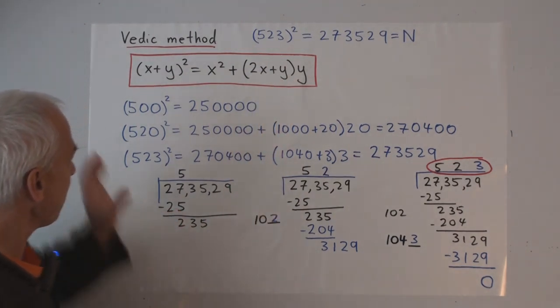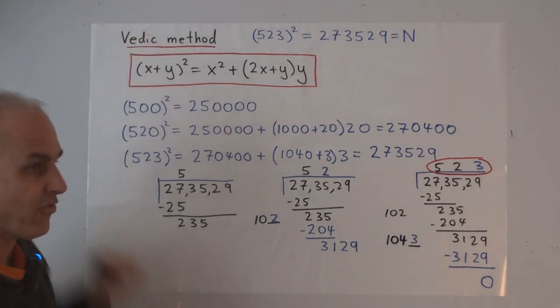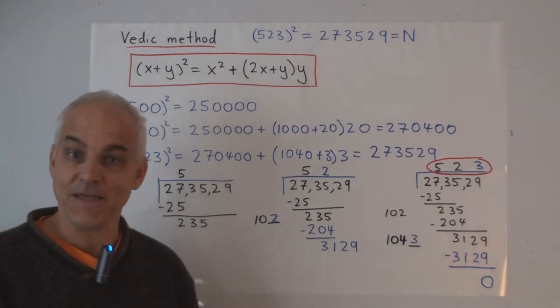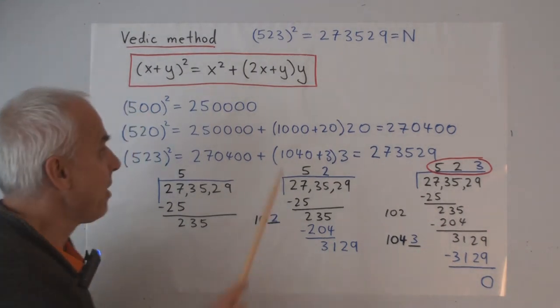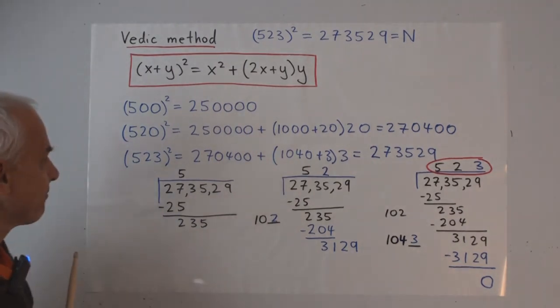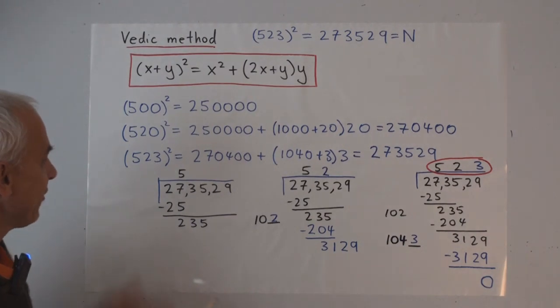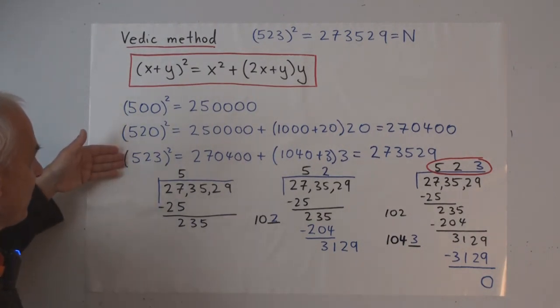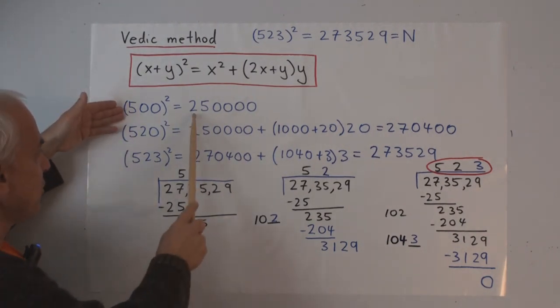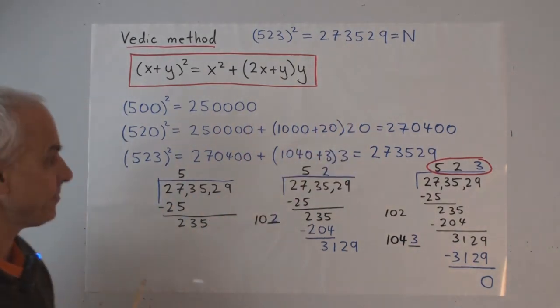So the basic idea is that we're going to have an initial approximation, and then we're going to guess how much we have to adjust that initial approximation by computing a term like this. So in our example, we're looking at 523 squared. Let's make the following observations. 500 squared is 250,000. Okay, so that's less than our number n.